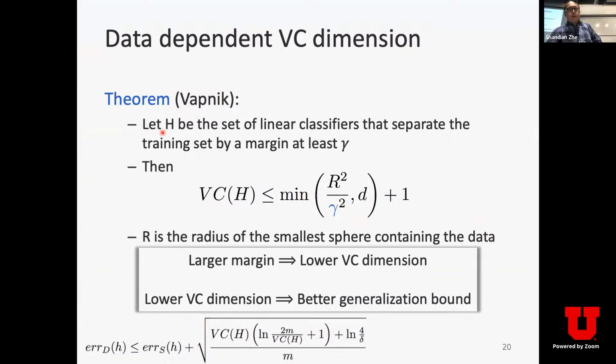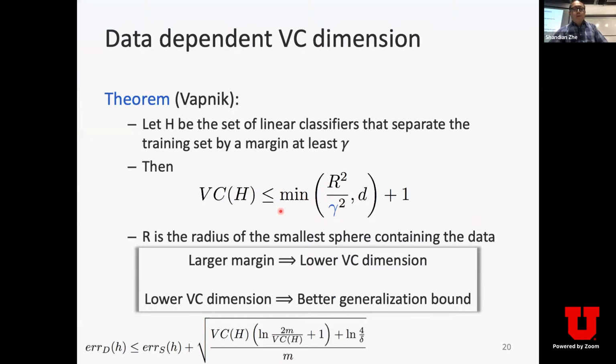We use the margin. We define a subset of linear classifiers that separate the training set by a margin of at least gamma. We pick these linear classifiers and look at what the VC dimension is. There is already a lemma showing that the VC dimension for such a margin-indexed linear classifier subset is upper bounded by this expression.